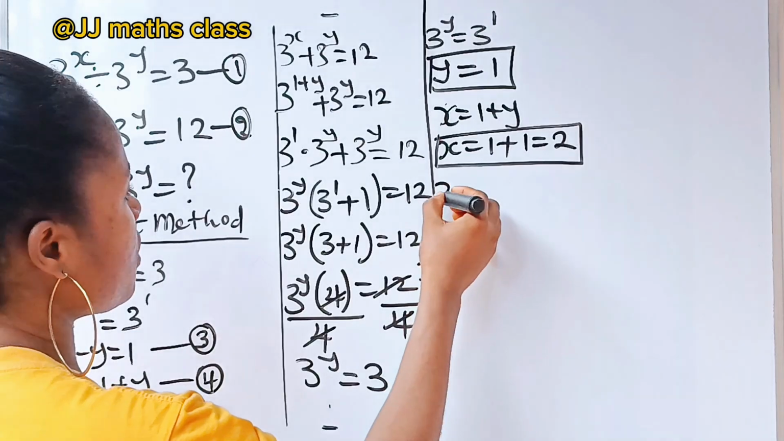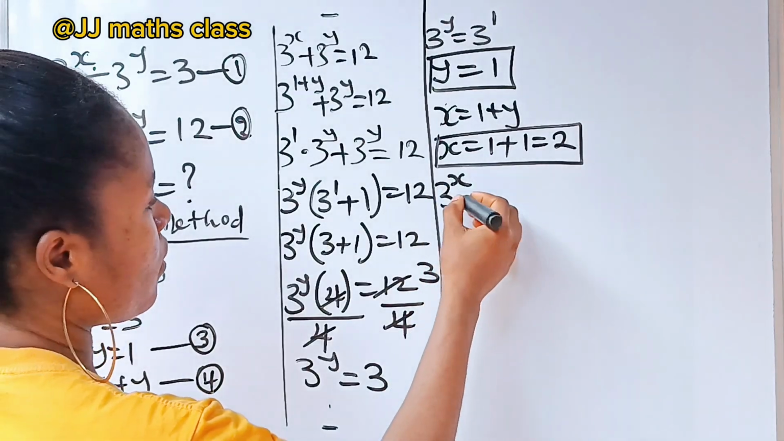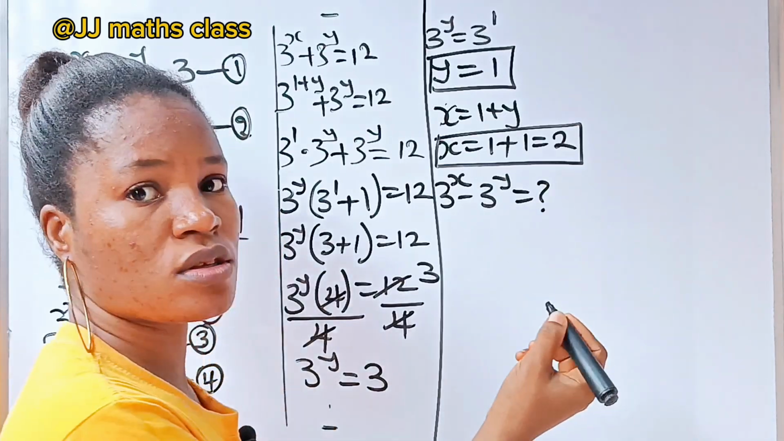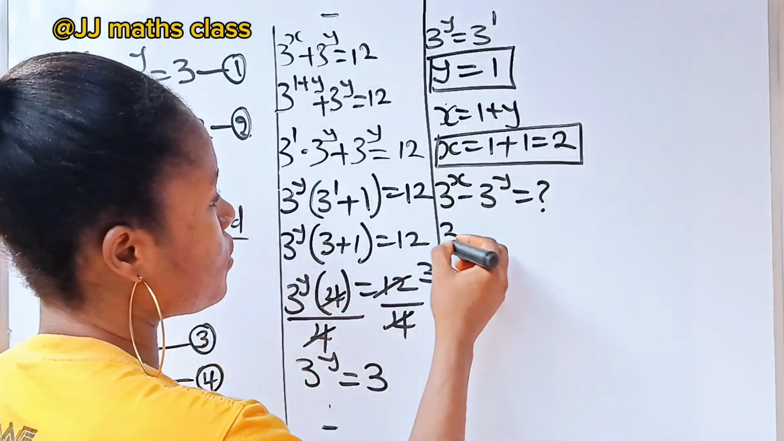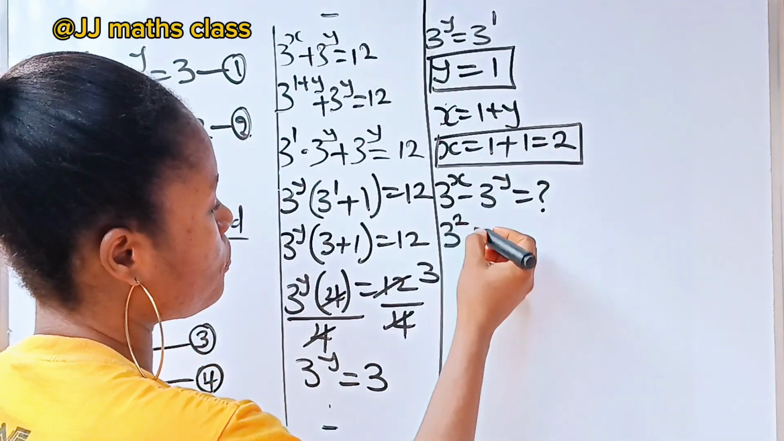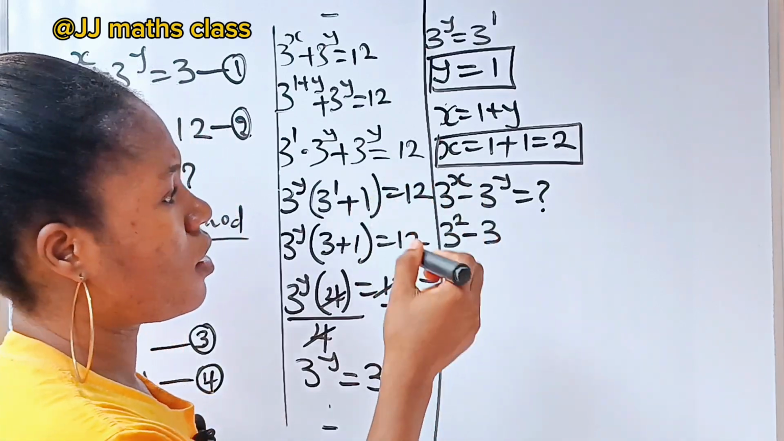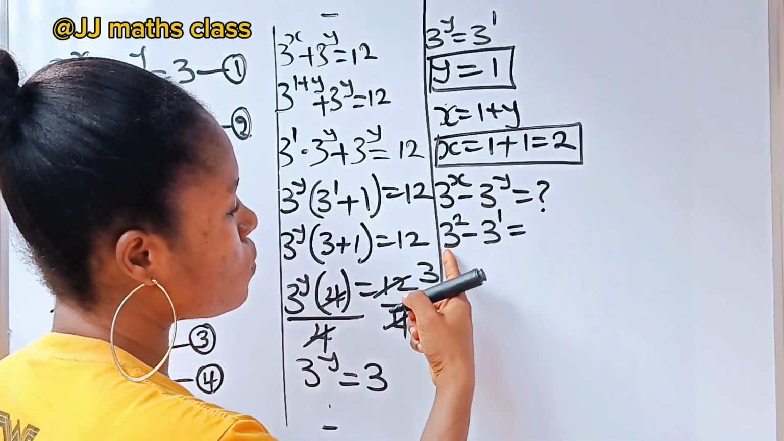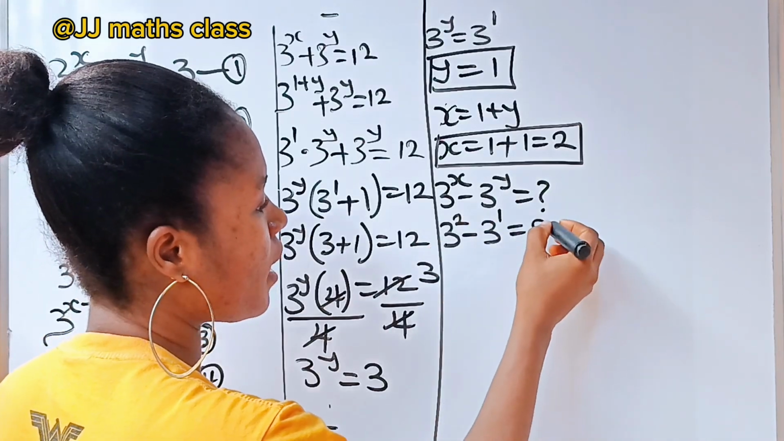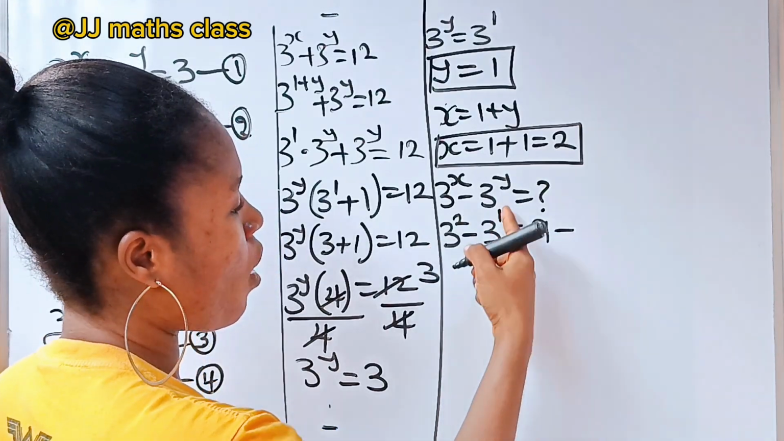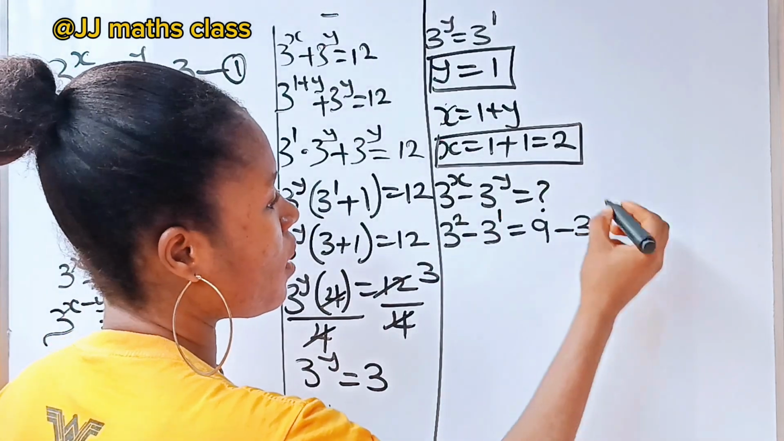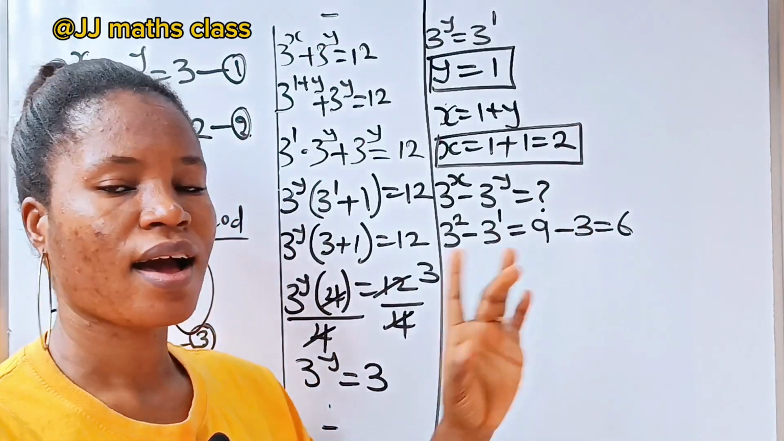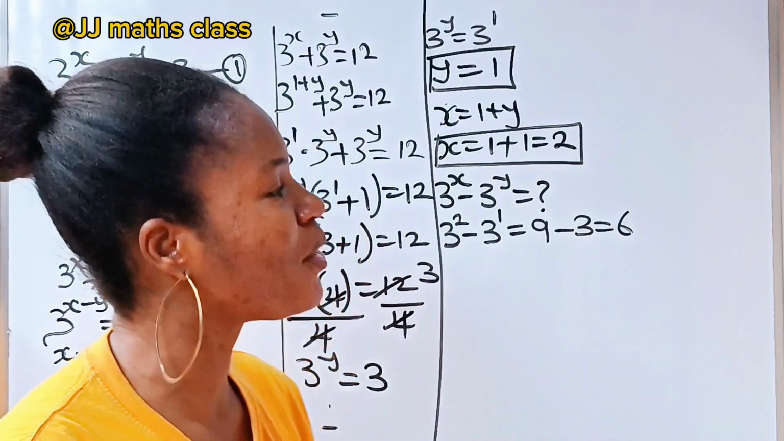So the question says 3 to the power of x minus 3 to the power of y is equal to what? So we have 3 to the power of x, which is 2, minus 3 to the power of y, where y is 1. This is equal to 3 to the power of 2, which is 9, minus 3 to the power of 1, which is 3. So this will give us 6. So that means the solution is 6. That's method 1.